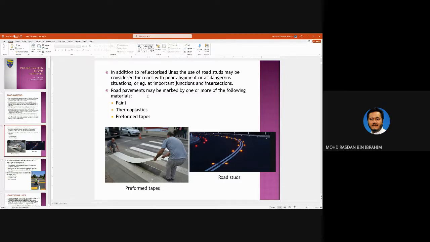Road pavement may be marked by one or more of the following materials: paint, thermoplastics, or preformed tapes. These are preformed tapes. It is glued to the surface of the road. You can use paint where the paint has glass particles in it, so that it will gleam in light. And for thermoplastics, these are rubber applications that also have reflectivity properties.